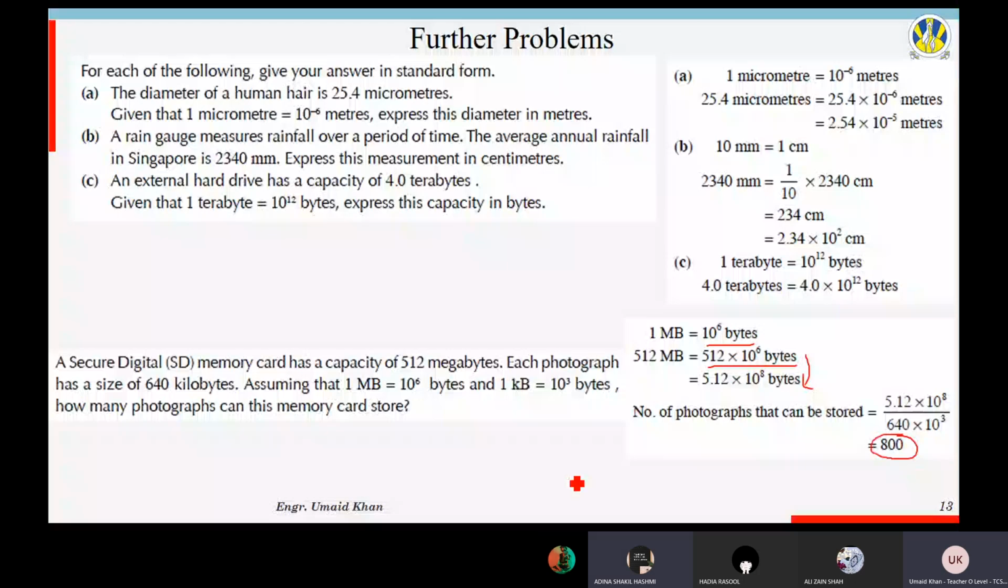Sir, how do we divide the raised powers? Okay, I'll explain that to you in the next class. The time is up for today's class. So I'll see you in the next class and I'll explain how to use a calculator to plug in these values, the powers of 10.